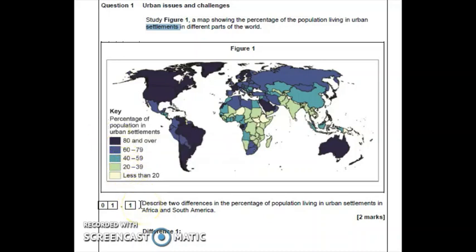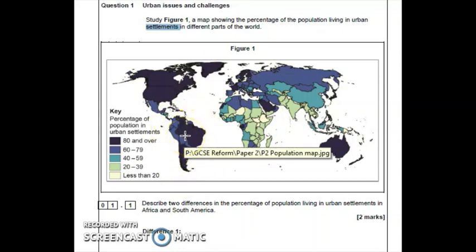Your question is a 2-mark question, so we should be spending about 2 minutes at maximum on it. It is to describe 2 differences in the percentage of population living in urban settlements in Africa or South America. Now, notice on the map, no place name is given. So to access these questions, you need to know where places are. Everyone needs to know where the continents are as a minimum. Now, we've got Africa, which is this continent here, and you've got South America, which is this one here.